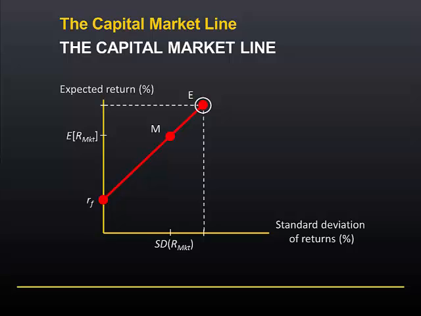Out of the return we make on this more than 100% investment in M, we have to pay back the interest on our loan at the risk-free rate of return. But because this return is lower than the expected return on the market, we finish up with more risk and more return than if we had just put all of our initial funds in M.